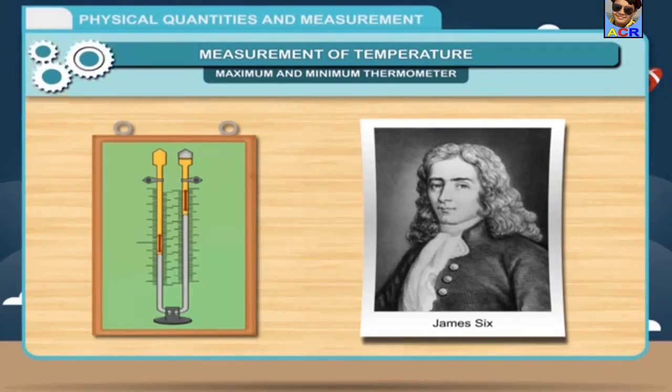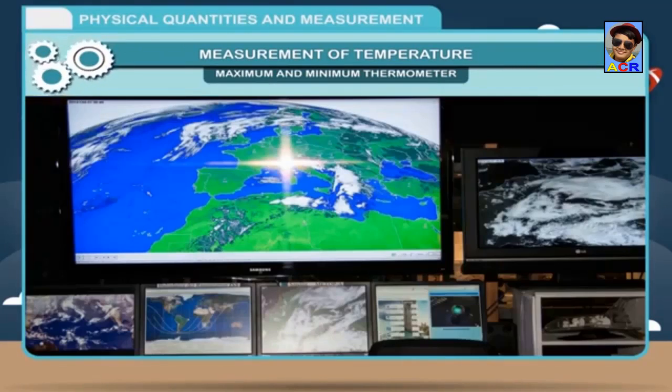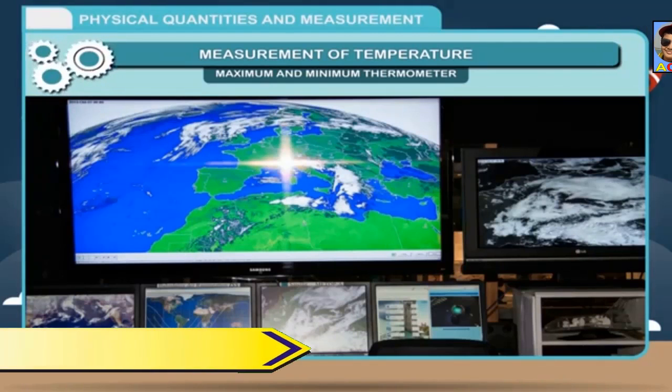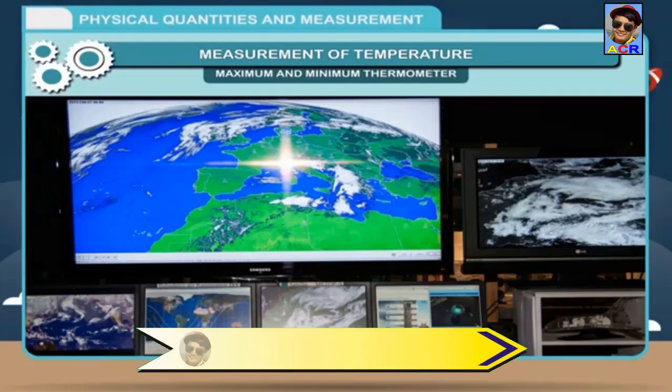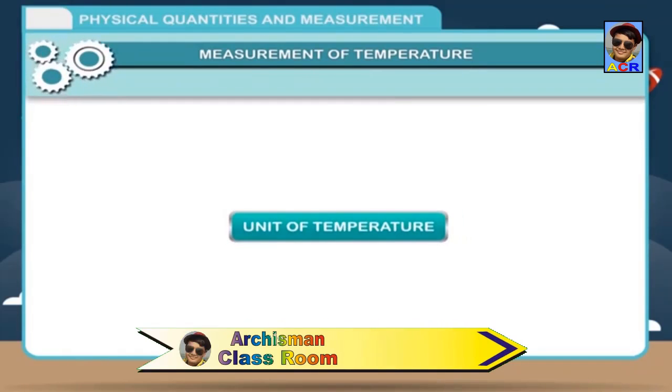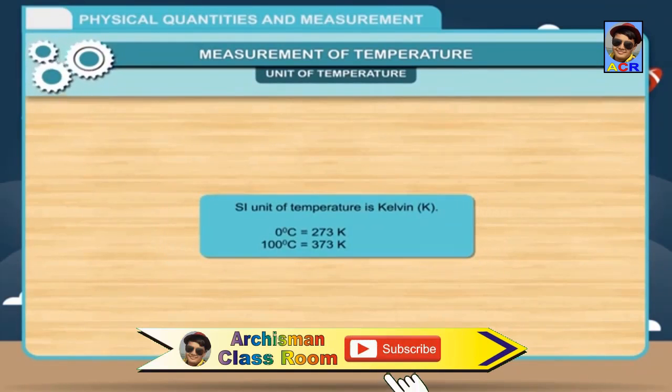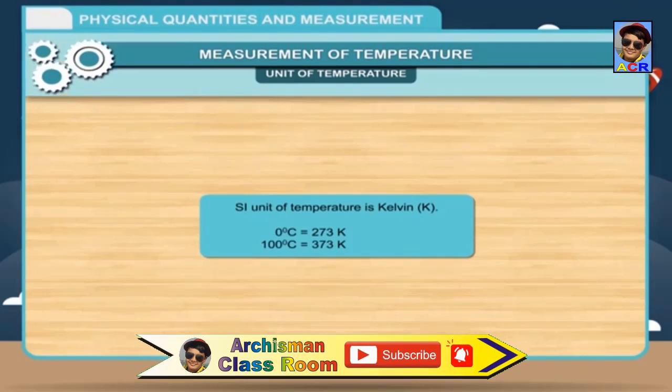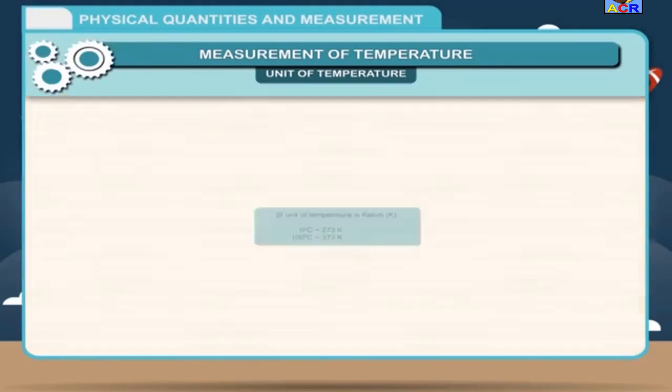This thermometer measures the minimum and maximum temperature attained during the day. It is used by the meteorologist to record the highest and lowest temperature of a place on a given day. Unit of temperature. SI unit of temperature is Kelvin, K. 0 degrees Celsius is equal to 273 Kelvin. 100 degrees Celsius is equal to 373 Kelvin.